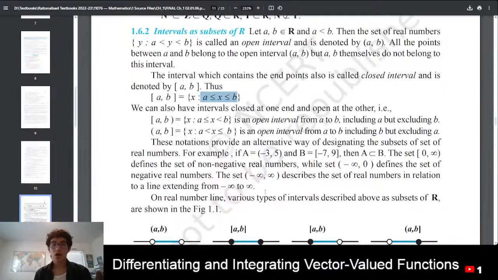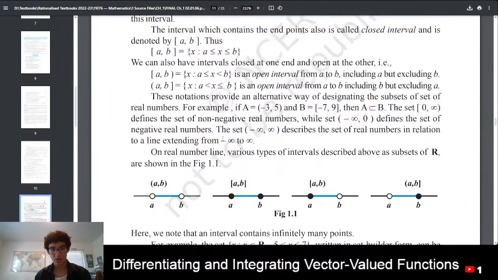You can also have it half open, half closed. So you can put a square bracket on one side and a curved bracket on the other side, or vice versa. And these notations provide an alternative way of designating the subsets of a set.